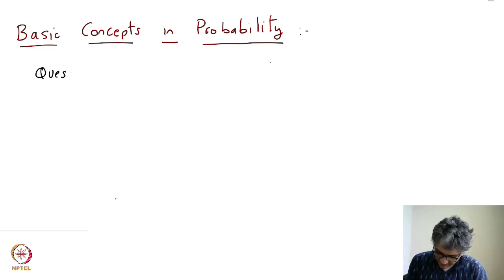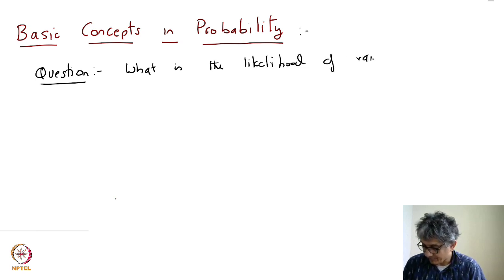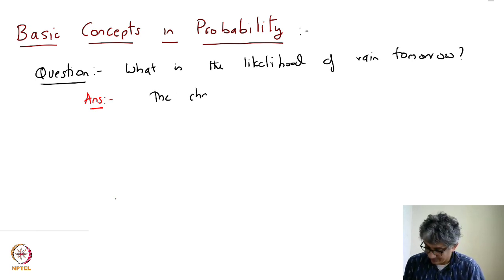Okay, the first question you should perhaps deal with in daily life. For example, let me write the question down. What is the likelihood of rain tomorrow? Or pertinently, you might look at a weather bulletin and it might give you an answer that states that the chance of rain tomorrow is 10%.